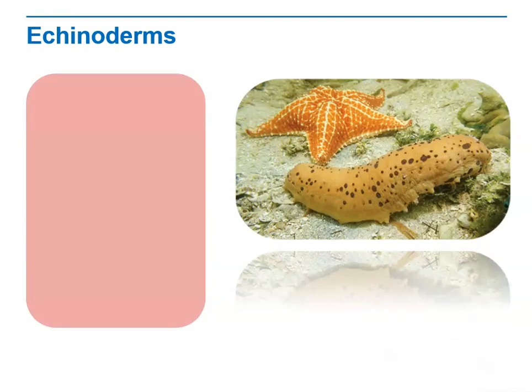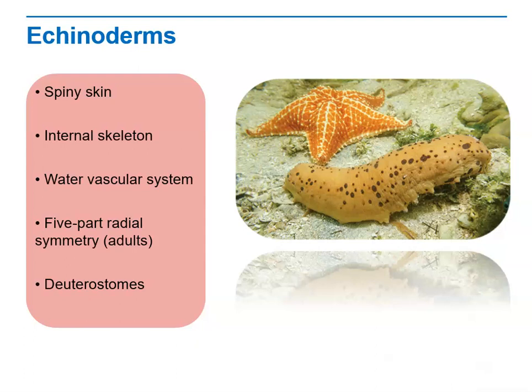The phylum Echinodermata includes sea stars, sea urchins, and sand dollars, all of which live only in the sea. Echino means spiny in Greek, and dermis means skin in Latin. Some characteristics of echinoderms: they have no head or limbs, and they exhibit radial symmetry. Echinoderms have spiny skin and an internal skeleton.